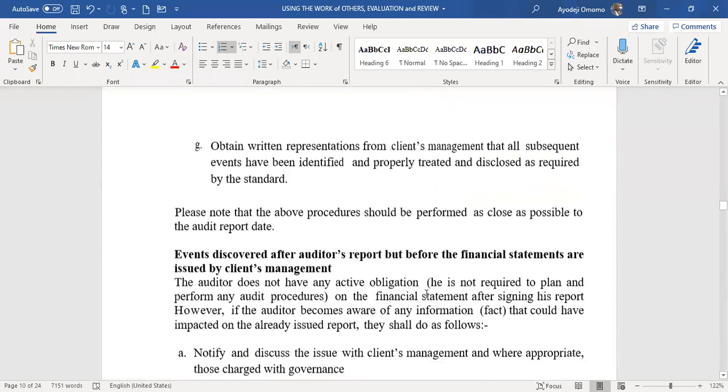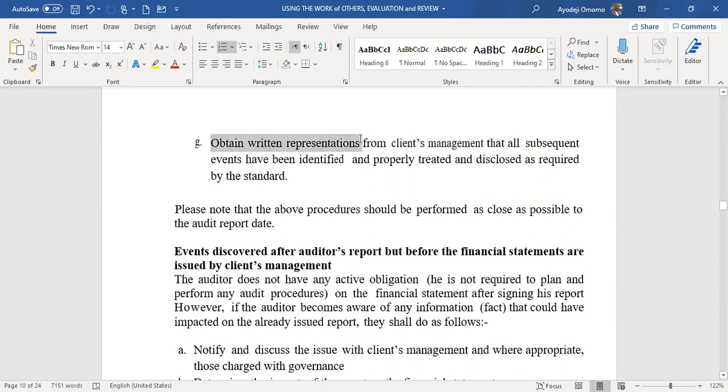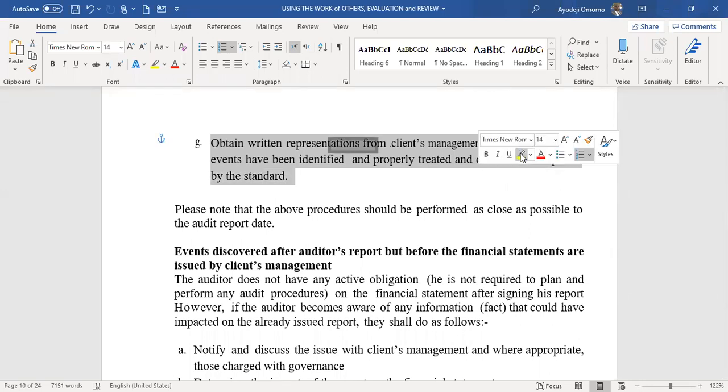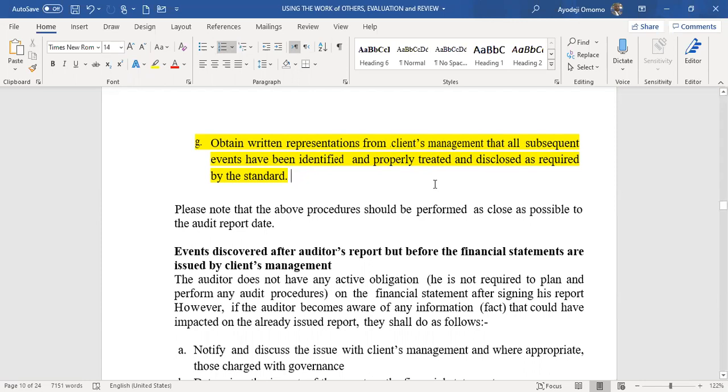So these are the procedures that should be performed. Also, obtain written representation from the client's management that all subsequent events have been identified and properly treated and disclosed as required by the standard. You must get that written representation because you don't know all the subsequent events. The ones you know are the ones you know, but there are some you may never know. So you need to put them on their toes so that they don't run you into trouble. Ask management to kindly write that they have identified all subsequent events and adjusted and treated them properly according to the standard.